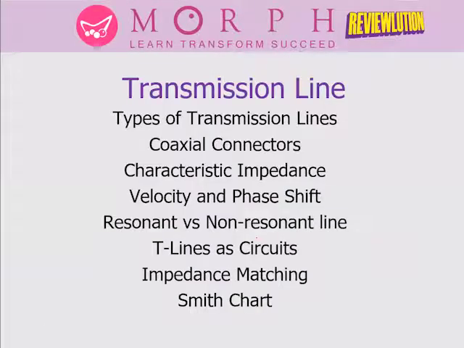Okay, these are our subtopics ngayon. We have types of transmission lines. We'll be discussing the coaxial connectors, then the characteristic impedance, the velocity and phase shift in your transmission lines. Then let's compare the resonant and non-resonant lines. Then the transmission lines as circuits, then impedance matching, and lastly we'll be talking about the principles of Smith chart.